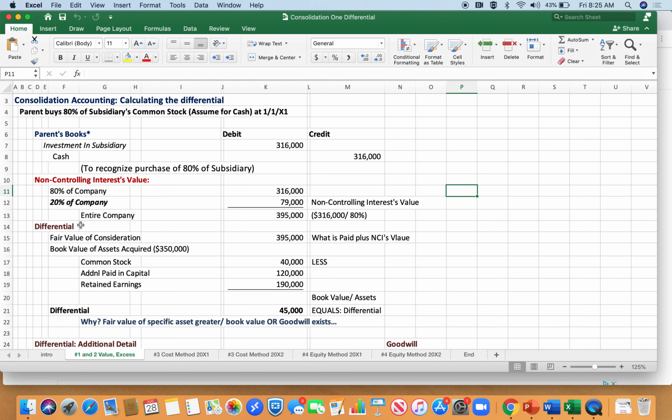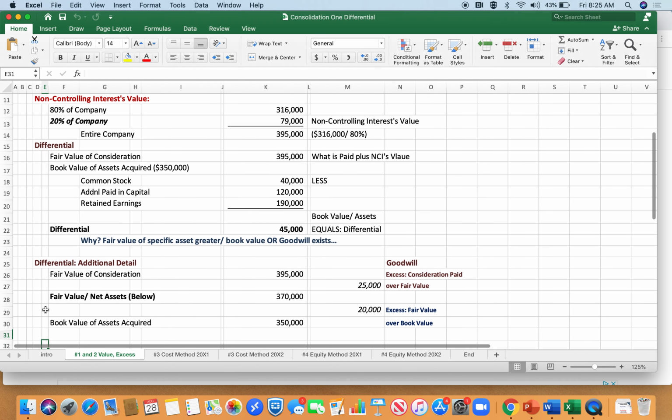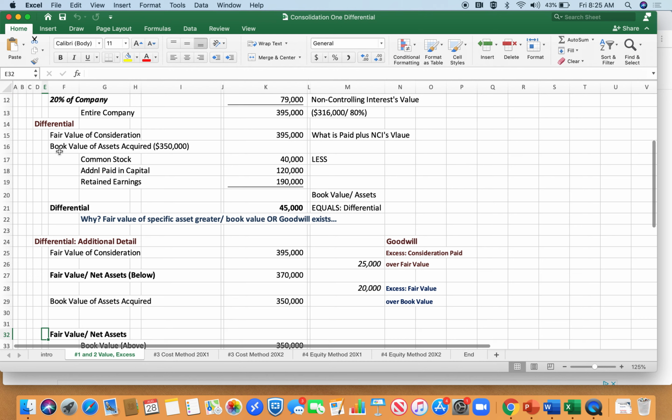Now we need to compute something called the differential. And this is a difficult concept. I found this is the best way to teach it. So here's what's going on. We have the fair value of the consideration. You know, you've seen consideration as a business law term. $395,000, what is paid for the company by the parent plus the NCI, the non-controlling interest payment. Hypothetically, $395. Okay. What are we buying?